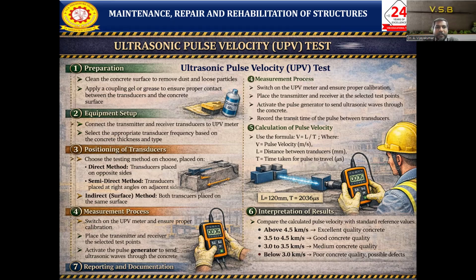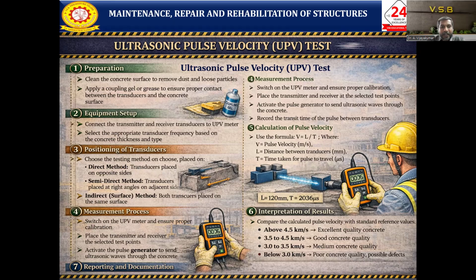Then we have three methods for the position of the transducer. Just see the diagram of step 3. The first one is the direct method: transducers placed on opposite sides. This is one side, and directly on the opposite side we place the other to check the quality of concrete. Otherwise, in this direction or that direction we can also place them. That is called the direct method.